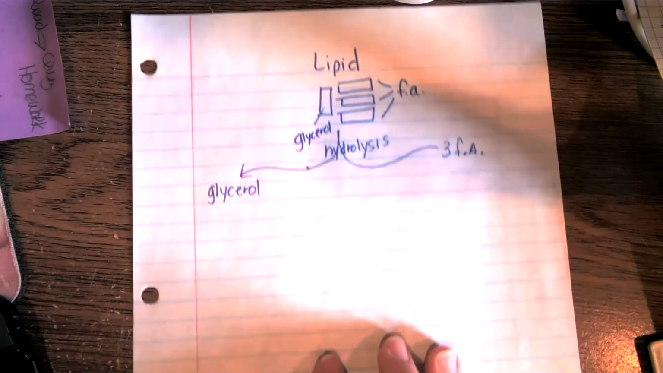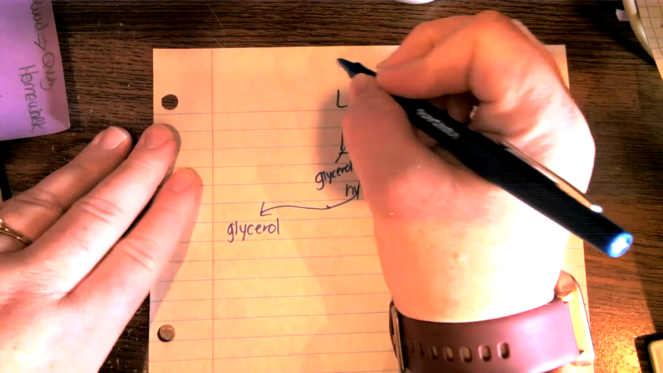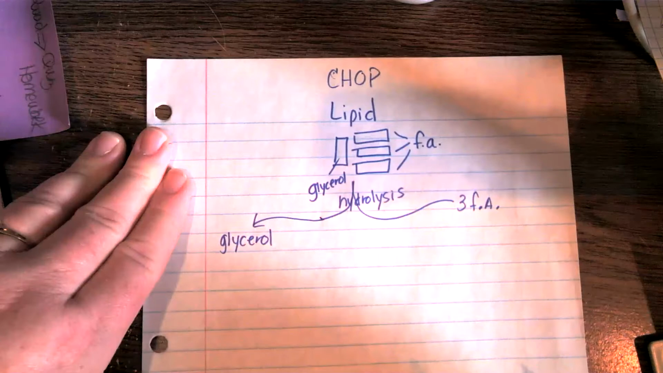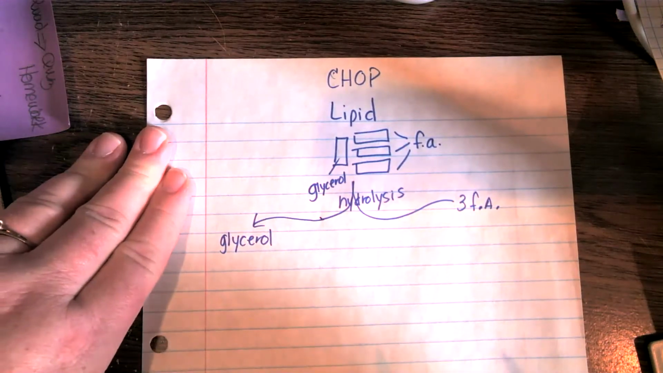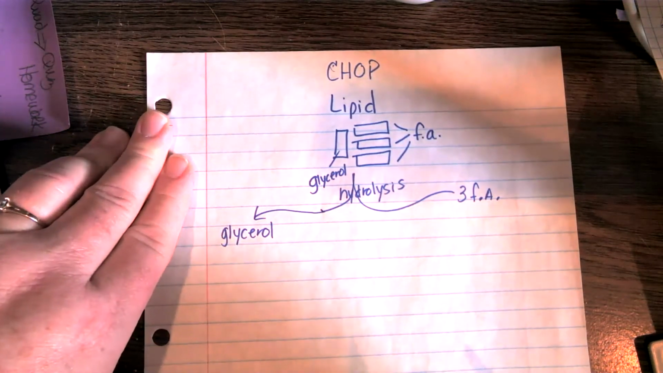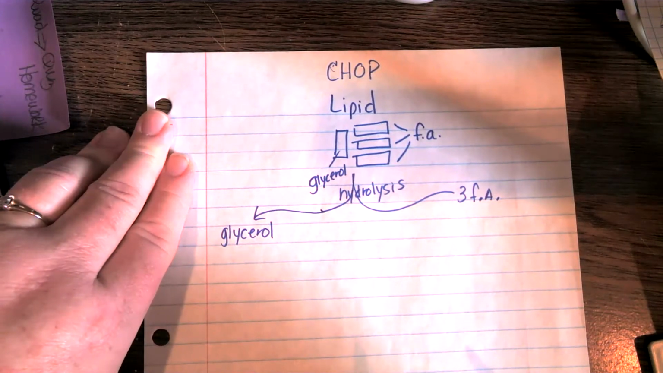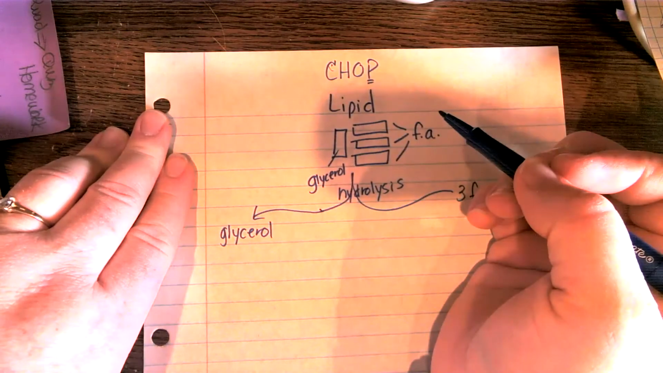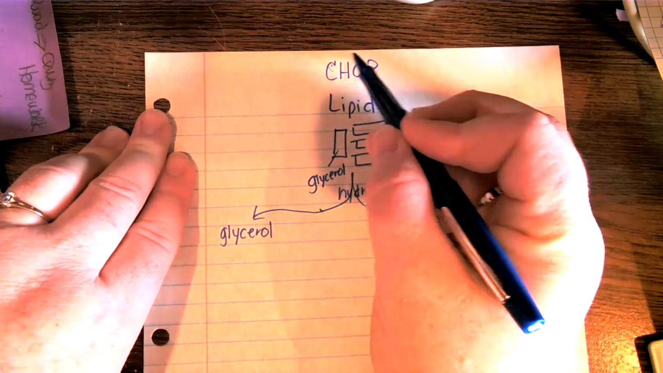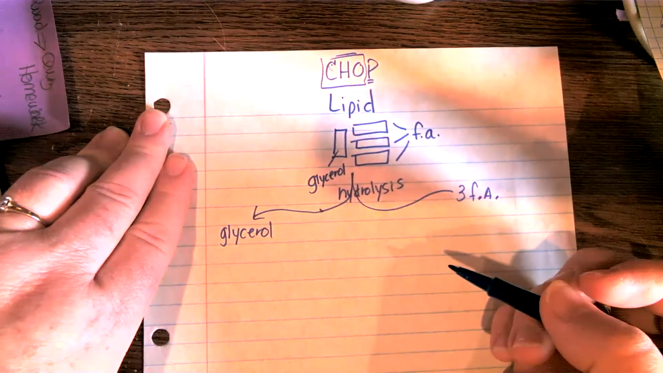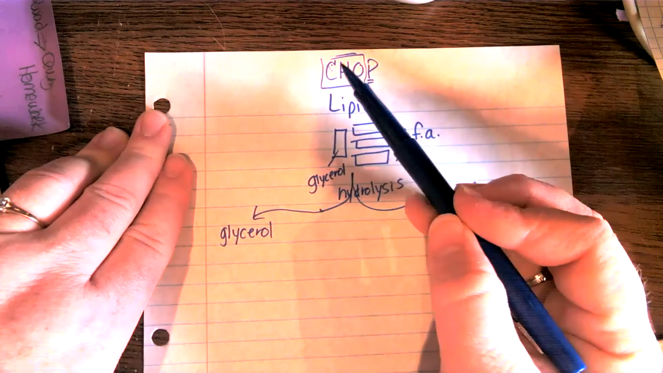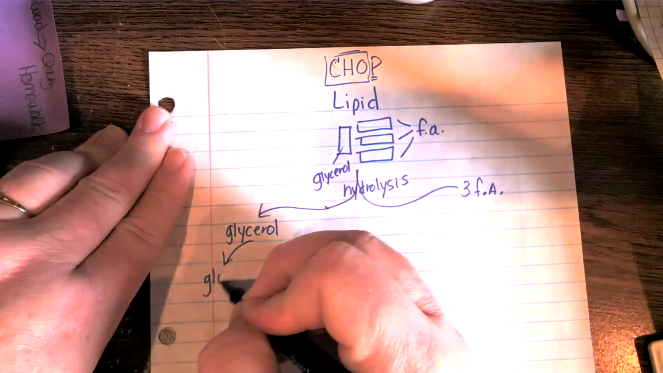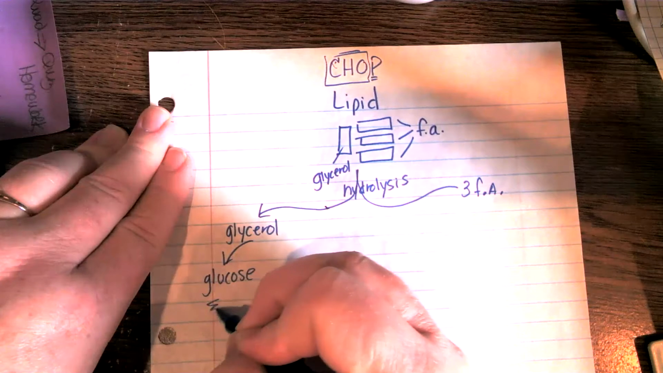Now, keep in mind, remember in lipids, we had CHOP, right? Correct? Would you agree? Everybody hear me okay? Remember the P was standing for the phospholipid, but the majority of the rest were all CHOs. So remember that this could be rearranged to give us glucose, correct?